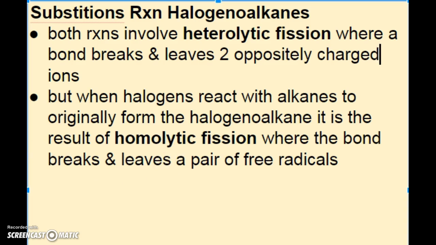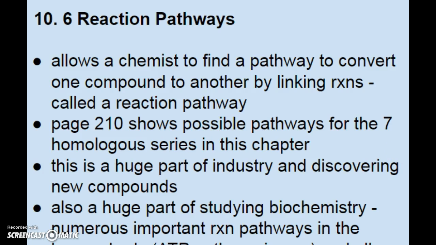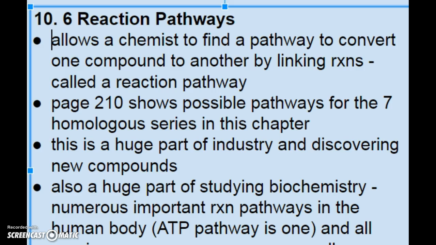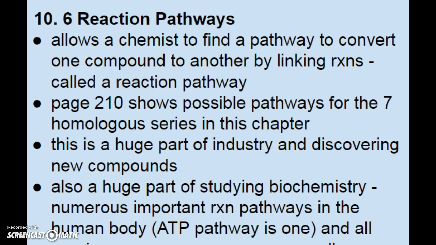Then moving on to 10.6, you'll be happy to know I only have one slide for 10.6. 10.6 is about something called reaction pathways. And pathways, just what it sounds like, it's a path to another compound. So it allows a chemist to find a pathway to convert one compound to another by linking reactions. So let's say you start out with an alcohol and you need a carboxylic acid. Well, as long as it's not a tertiary or secondary alcohol, if it's a primary alcohol, you can go ahead and oxidize it under heat and reflux and get your carboxylic acid.